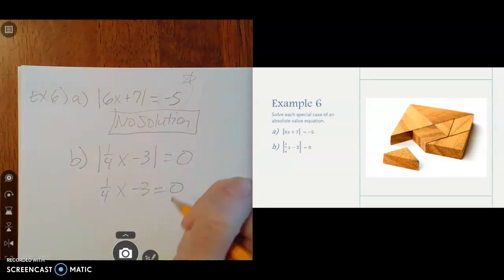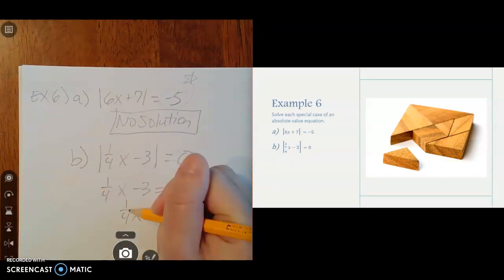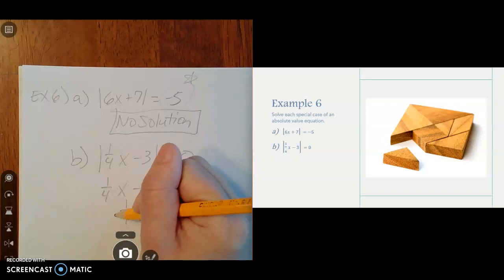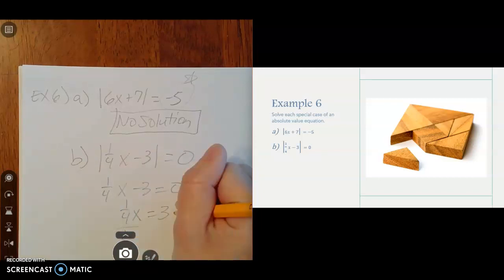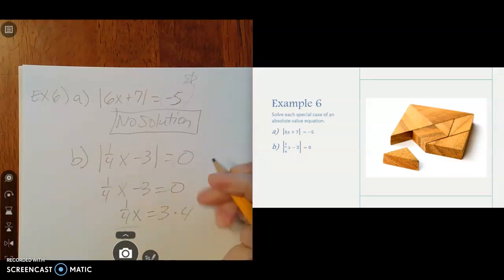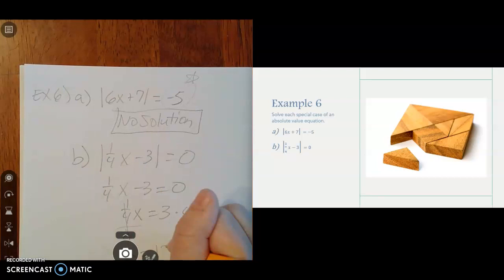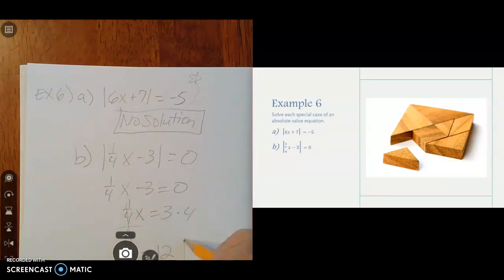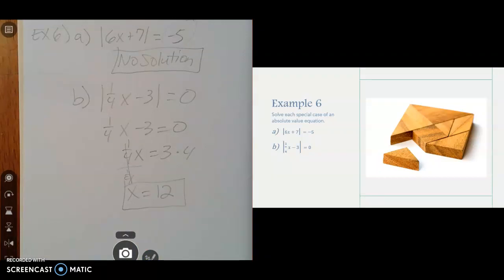So we'll add 3 to both sides. So 1/4 x equals 3. And then to simplify that 1/4 x, technically you're dividing both sides by 1/4, which is the same thing as multiplying by 4 over 1. So these will divide out, and 3 times 4 is 12. So we just have one answer when the absolute value equals 0, and our one answer is x equals 12.